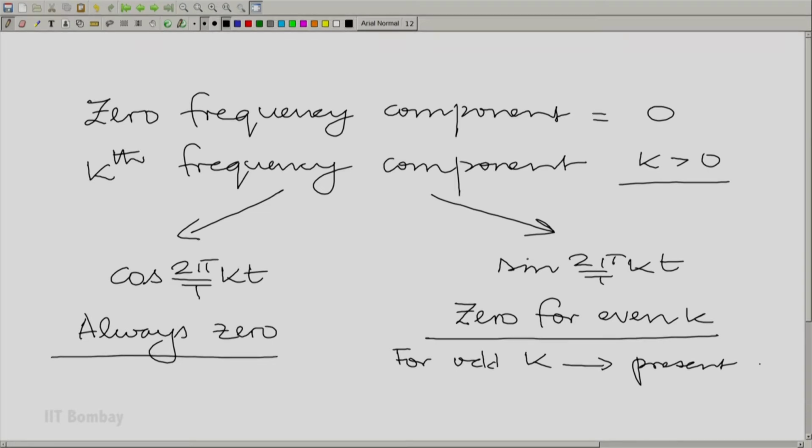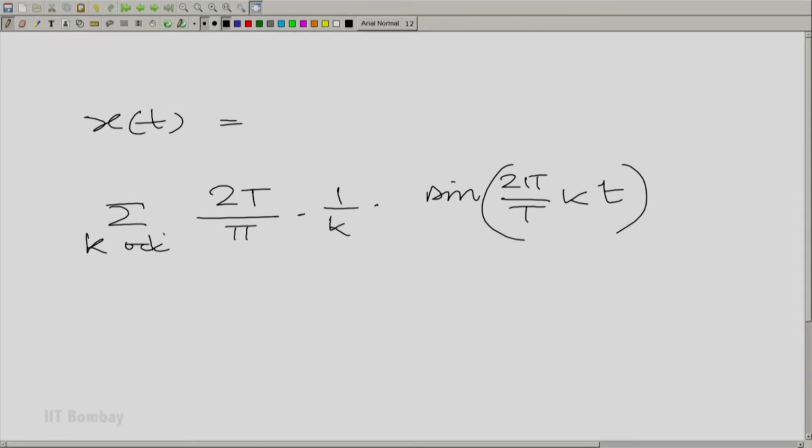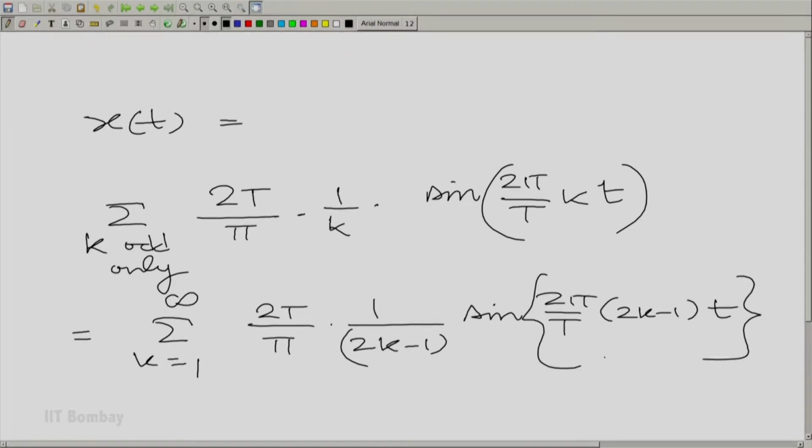And therefore, we wrote down the overall expression: x(t) is only a sum of odd components, which are essentially 2T by pi into 1 by k sine(2 pi by T times k t) summed over k odd, and that of course we could write down as summation k going from 1 to infinity 2T by pi into 1 divided by (2k minus 1) sine(2 pi by T into (2k minus 1) t). Of course, remember, you need to divide by T finally. That normalization is required. So, I need to insert the 1 by T term here as also here.